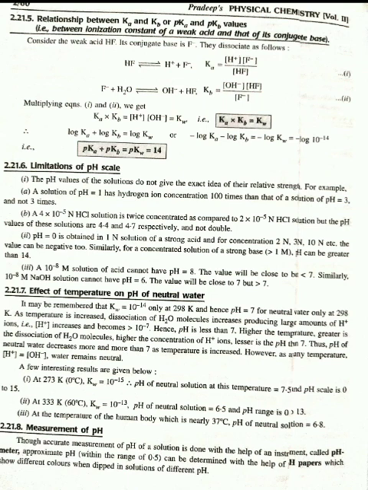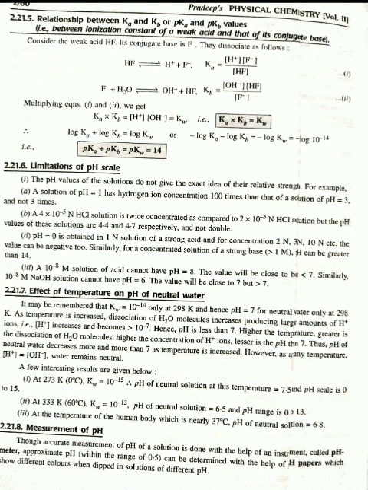Multiplying equations 1 and 2, we get Ka × Kb = [H+][OH-] = Kw. That is, Ka × Kb = Kw. Therefore, log Ka + log Kb = log Kw, or -log Ka - log Kb = -log Kw = -log 10^-14. That is, pKa + pKb = pKw = 14.